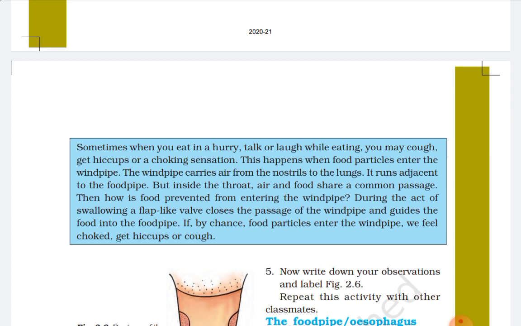Sometimes when you eat in a hurry, talk or laugh while eating, you may cough, get hiccups or a choking sensation. This happens when food particles enter the windpipe. The windpipe carries our air from the nostrils to the lungs. It runs adjacent to the food pipe, just beside the food pipe.